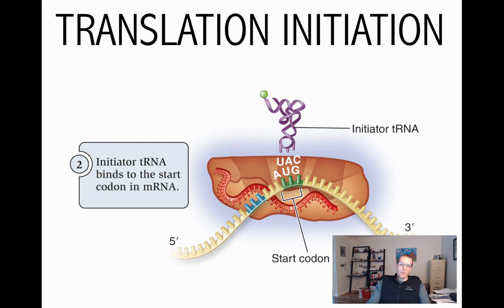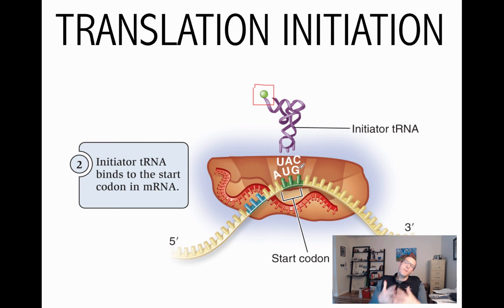And so with some frequency, what will happen is that the initiator tRNA comes in, and the initiator tRNA is a special tRNA, whose amino acid is always going to be methionine. So that's always going to be a methionine amino acid. And the initiator tRNA's anticodon is going to be UAC, and that's read from 3' to 5'. So UAC is complementary to AUG.